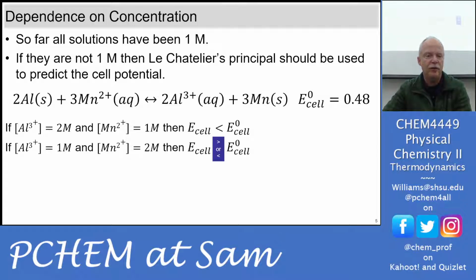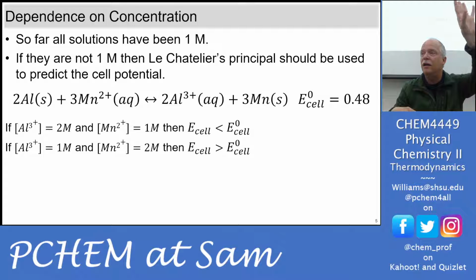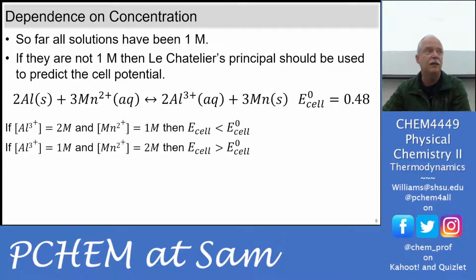Let's do it the other way. What if we had 1 molar aluminum and we had 2 molar manganese? We've got way more reactants than the standard, and so the voltage should go up. So you can actually make the battery voltage go up above the standard cell by adding more and more reactants and having less and less products. And if your products can go away, like if it produces a gas and we let that gas vent, then it's just going to keep going forward until you run out of reactants.